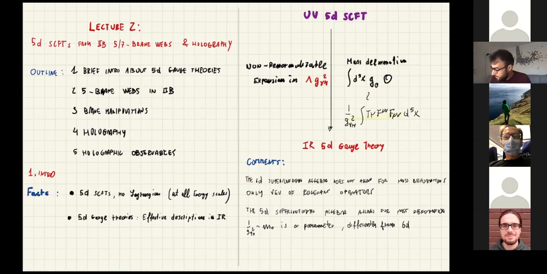As already mentioned, in 6 dimensions, the superconformal algebra does not allow for mass deformation. This is different in 5 dimensions, because in 5 dimensions the superconformal algebra actually allows for mass deformation. So in this case, this can be a parameter, which is different from 6D.